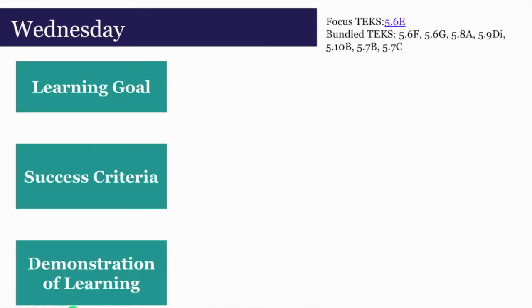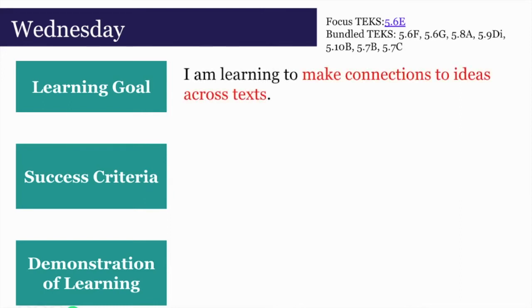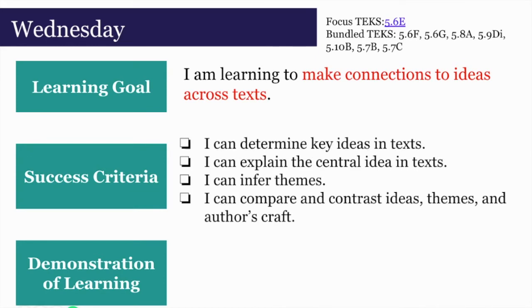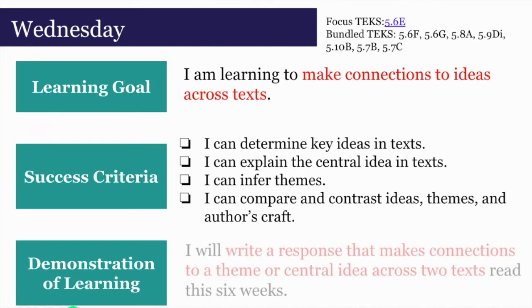Let's go ahead and look at today's reading objective. Our learning goal for today: I am learning to make connections to ideas across text. I know I can do that when I can determine key ideas in text. I can explain the central idea in text. I can infer themes, and I can compare and contrast ideas, themes, and author's craft. And I'll demonstrate my learning by writing a response that makes connections to a theme or central idea across 2 texts I have read this 6 weeks.